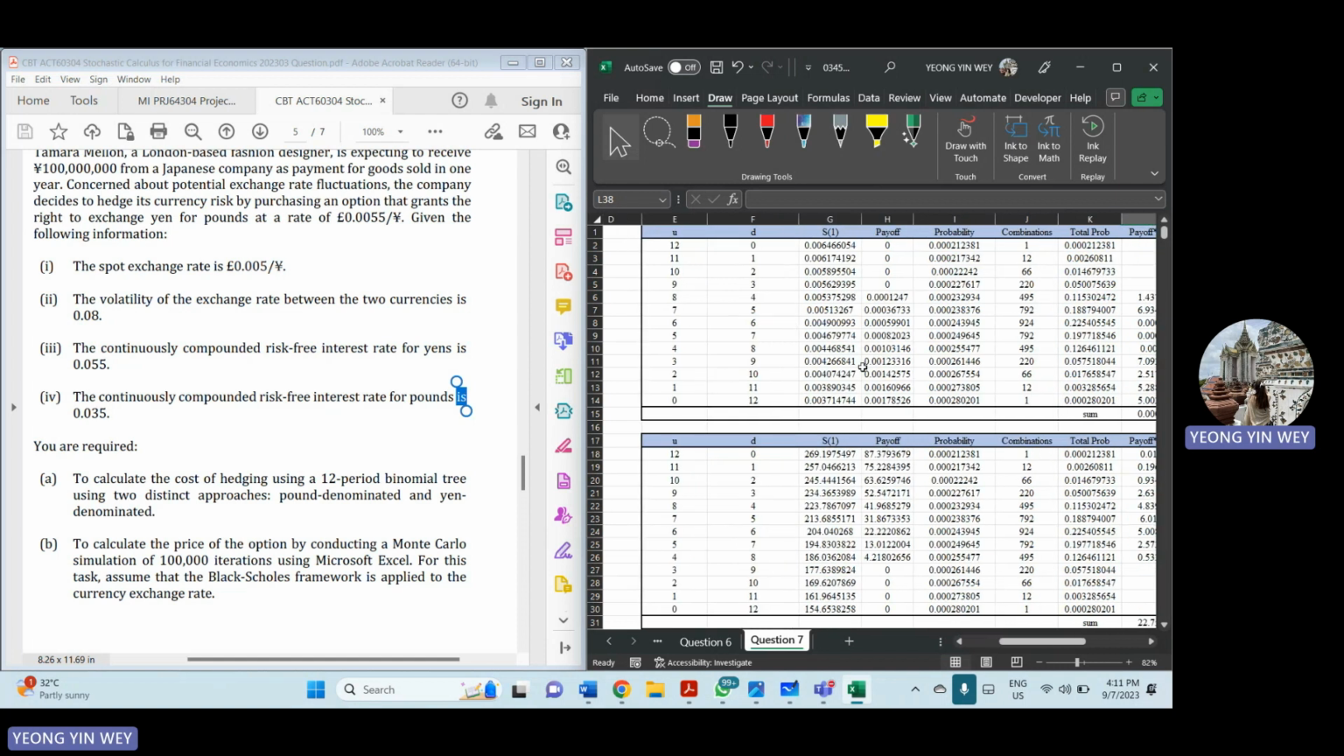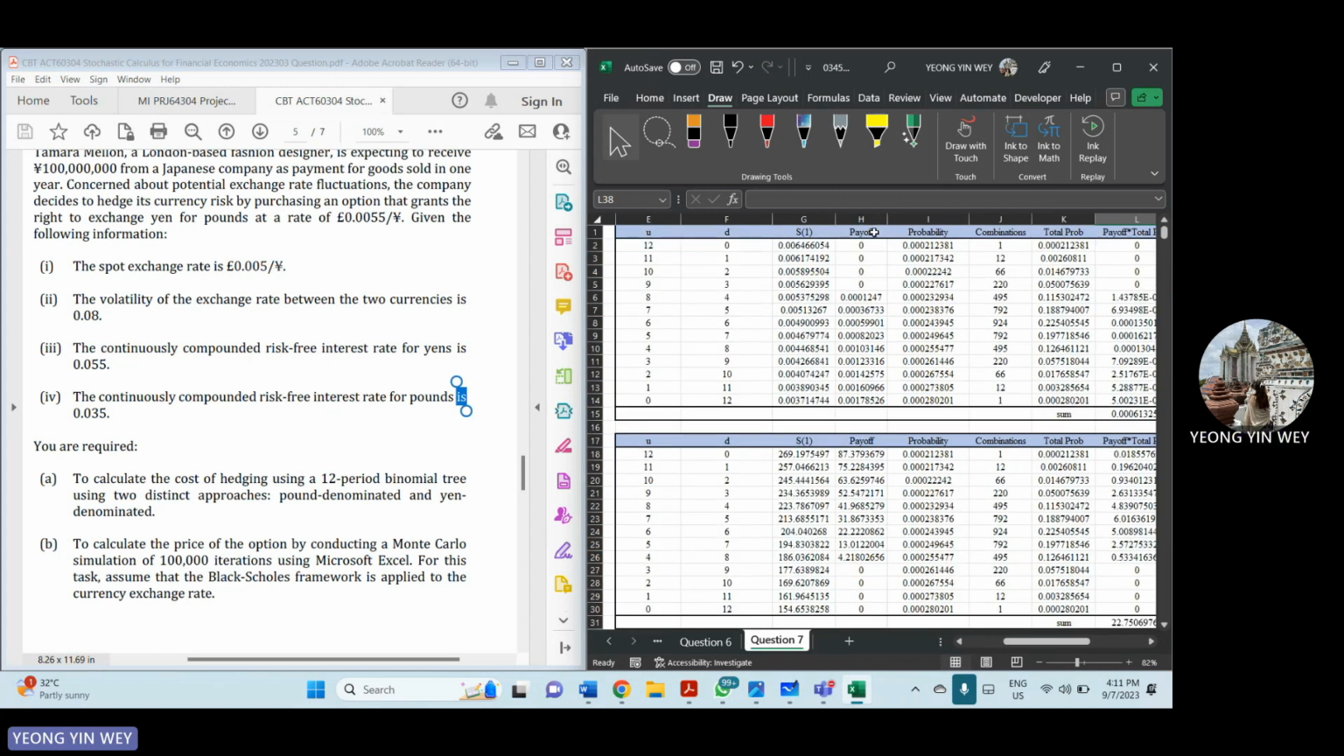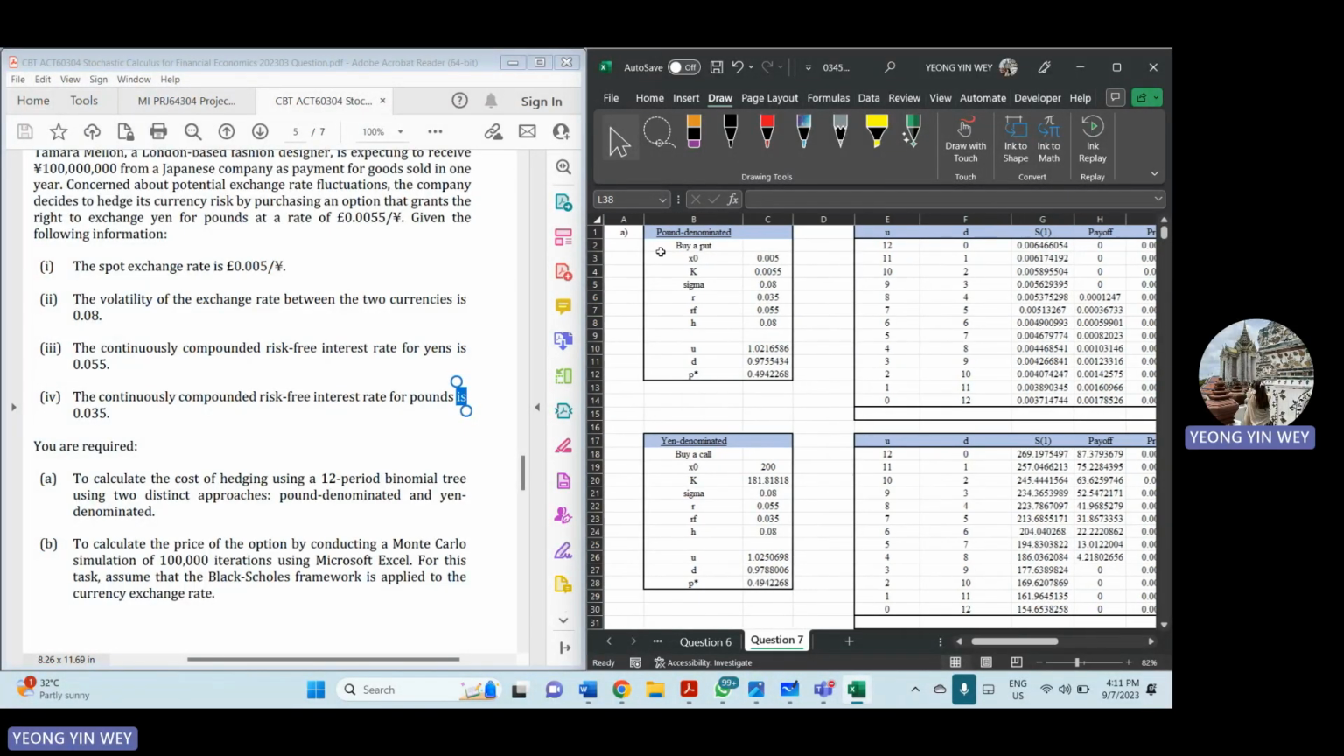So this table is actually the same concept as what we discussed in question 6. By using the U and D, we can calculate the exchange rate after 1 year and the payoff. For these questions, we are using a put because as a London-based company we are receiving 100 million yen, which is our underlying asset, and we would like to sell it for pounds. That's why we are buying a put.